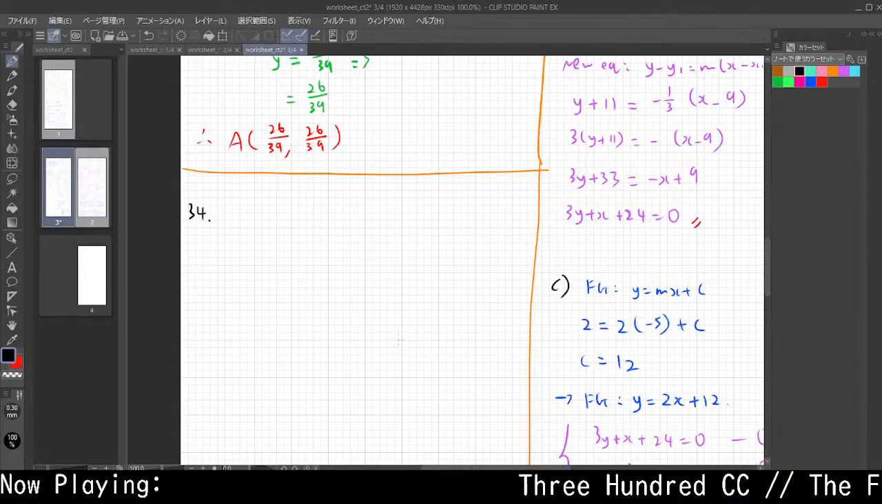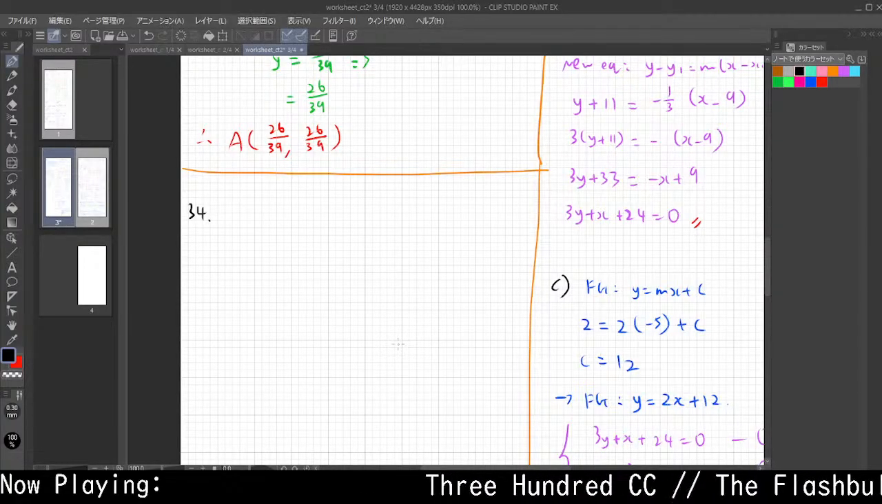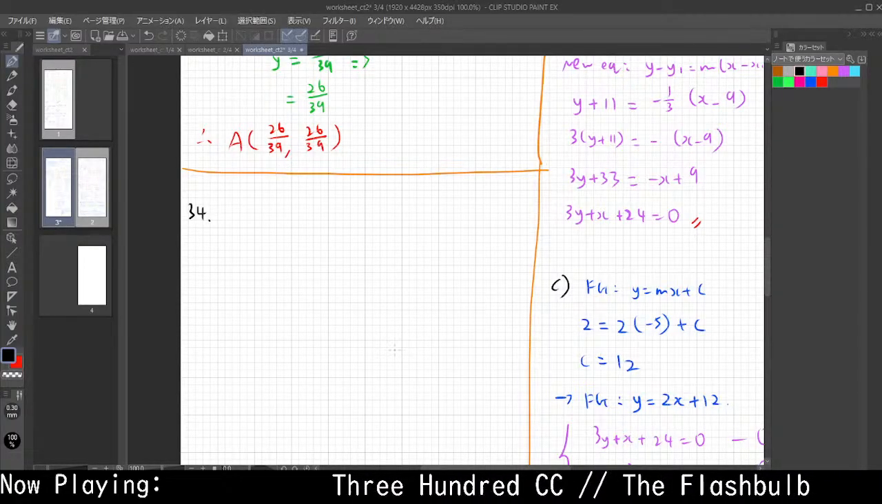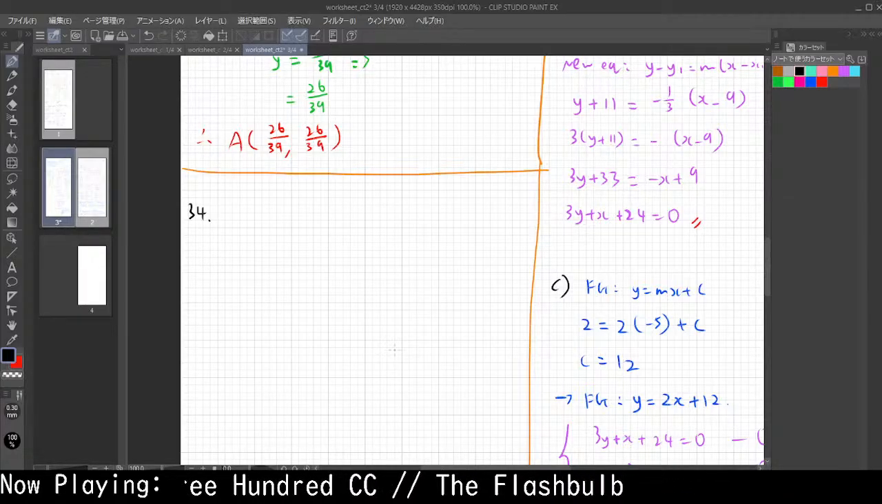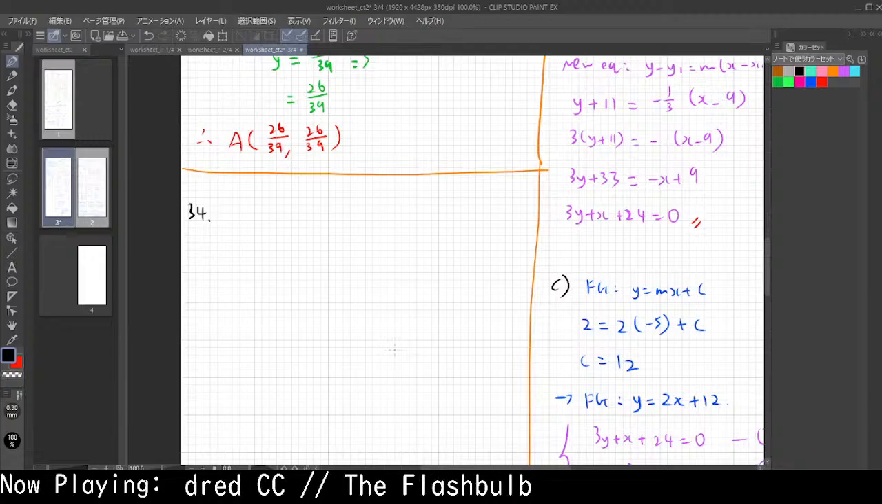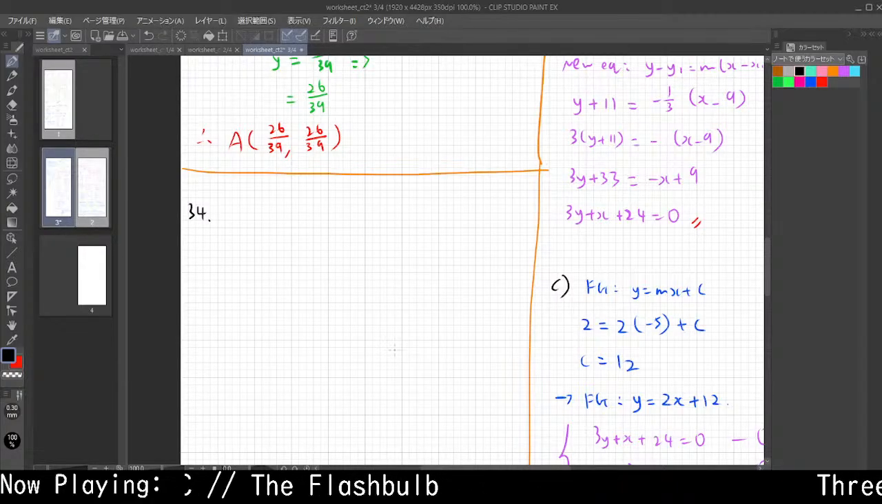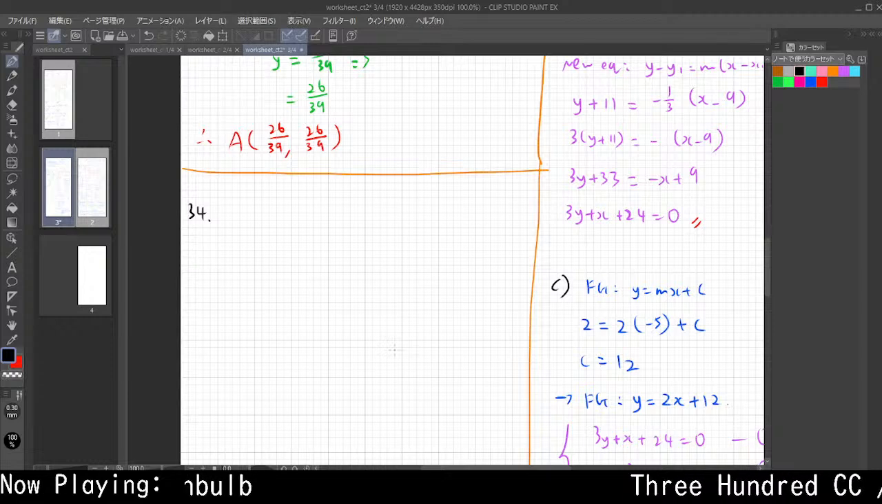34. The question says: given the lines L1, L2, L3, if the lines intersect at points A, B, and C respectively, find the area of the triangle ABC. This is another one of those "the coordinates might be ugly" types of questions.